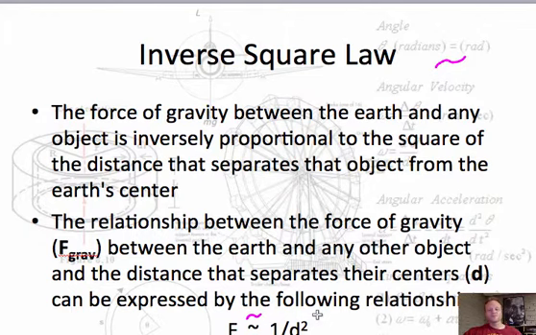So as you get further and further away from the Earth, and let's say you get all the way out to the moon, the distance is quite great, and so the gravitational effect on the moon is a lot less than, say, us standing right on the Earth's surface.